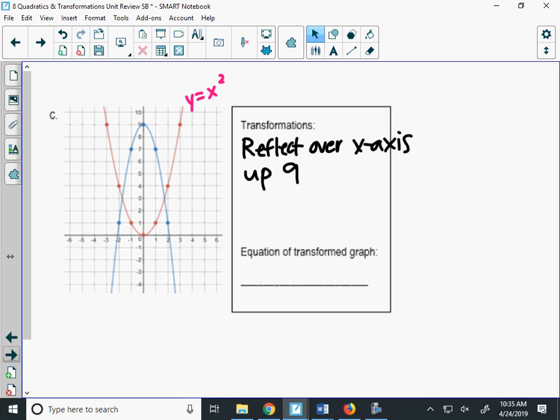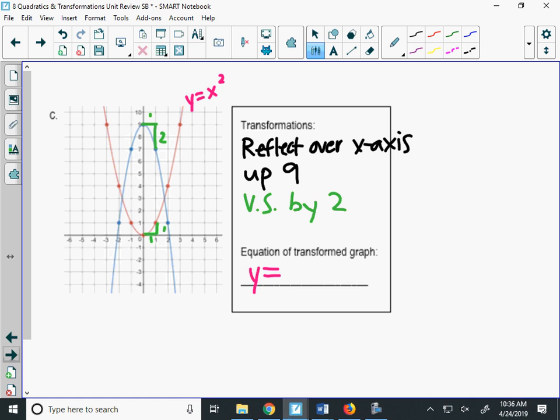And finally, we have a stretch. Right? My regular parent function, I go out 1, up 1. But in my blue graph, I go out 1, down 2. I'm 2 times as big, so this is a vertical stretch by 2. To write this equation, I would have y equals the negative for the reflection comes first, then the vertical stretch. I didn't go left and right, so I don't need parentheses around the x this time. And up 9 is going to be a plus 9 on the end.